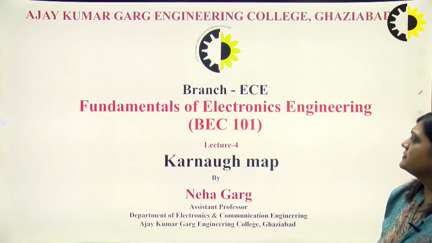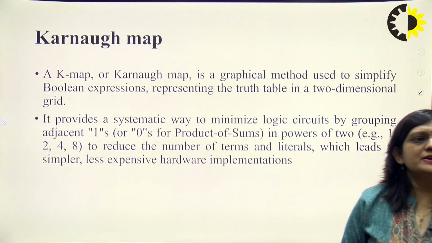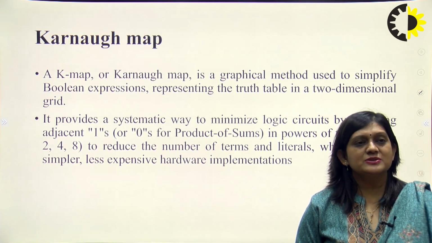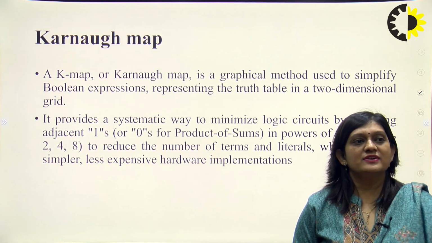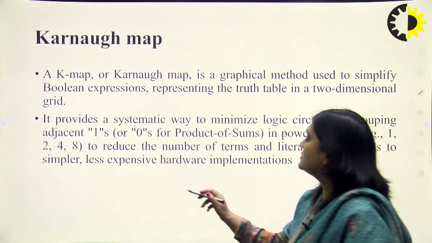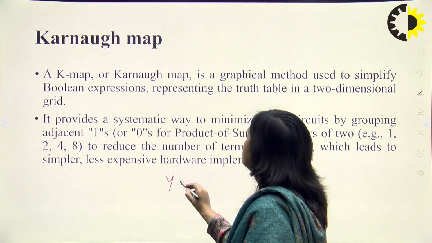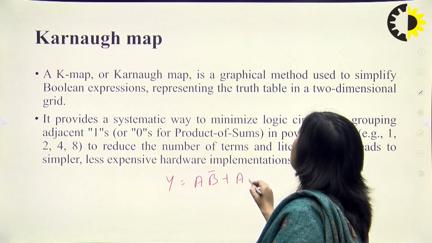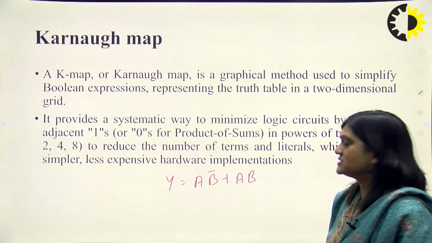Basically, K-map is a graphical method which is used to simplify the Boolean expressions representing the truth table in a two-dimensional grid. So basically, we have the expression y is equal to a b bar plus ab, and we have to simplify this expression.